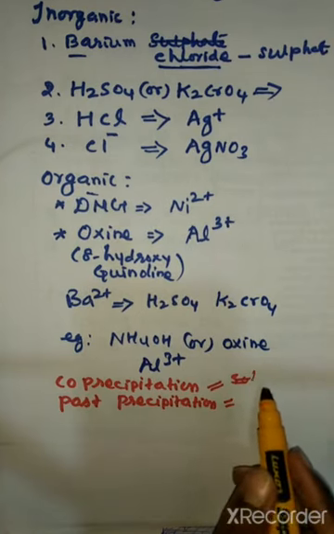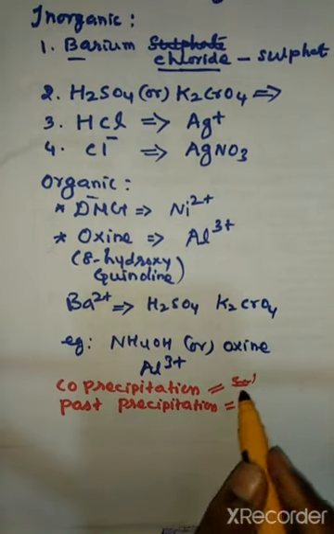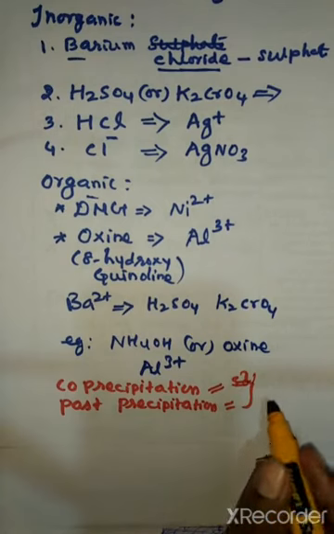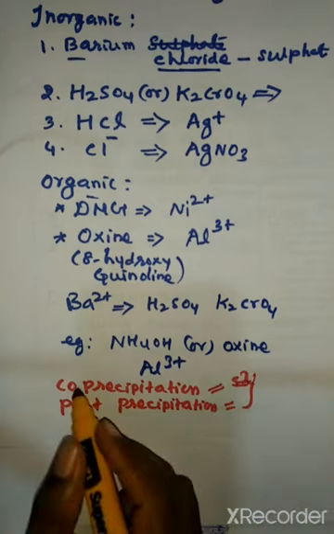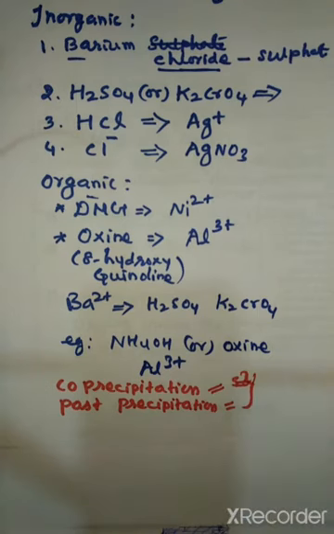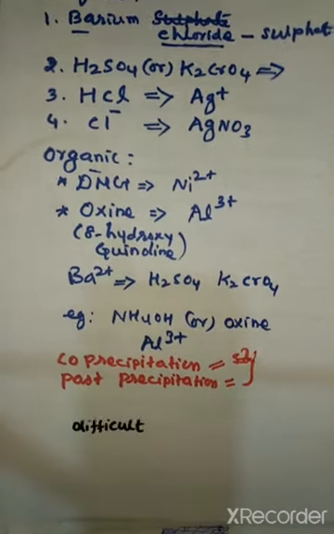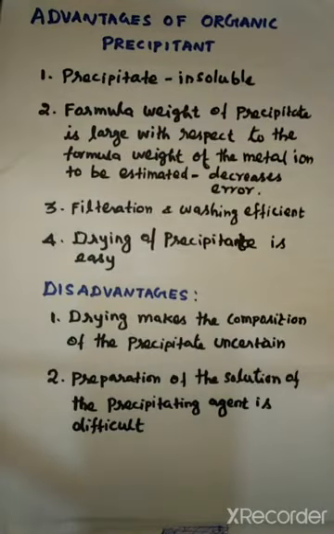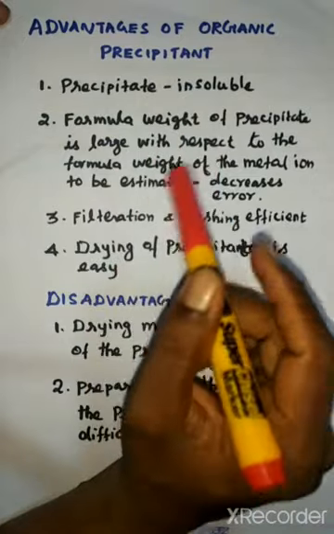So, while using inorganic precipitant, we come across these problems: co-precipitation and post-precipitation. We will discuss co-precipitation and post-precipitation later in detail. Now we shall see the advantages of organic precipitant. Here I have given the advantages of organic precipitant.